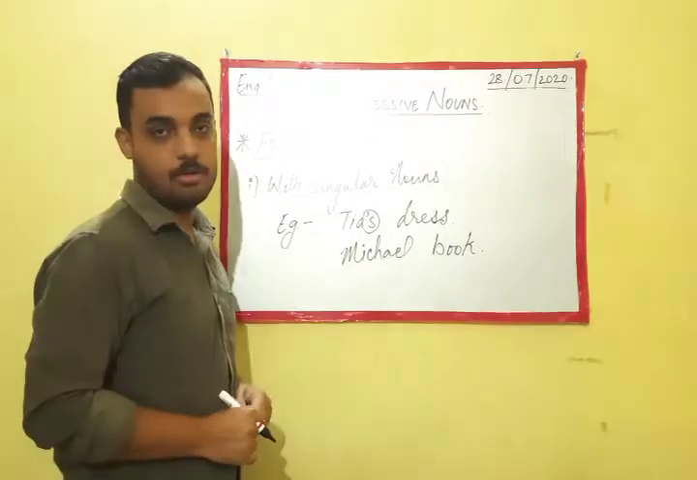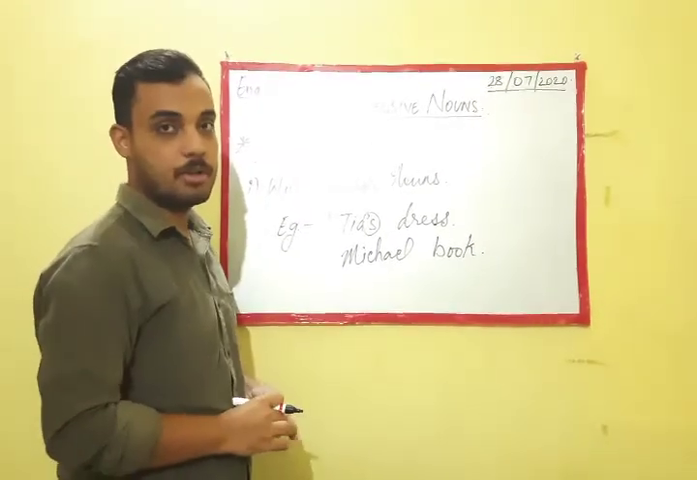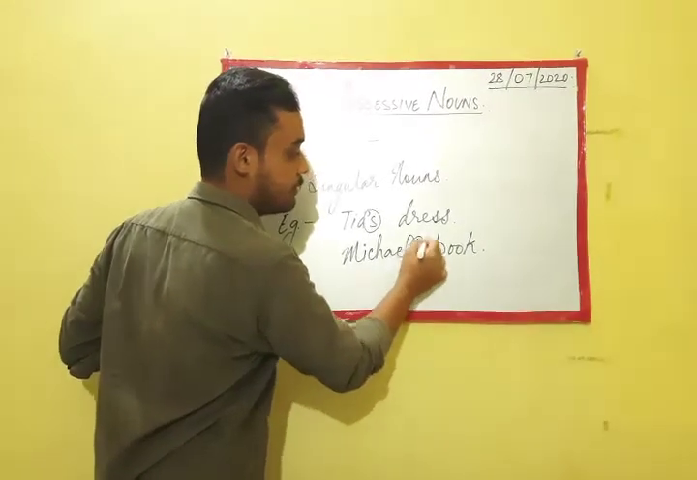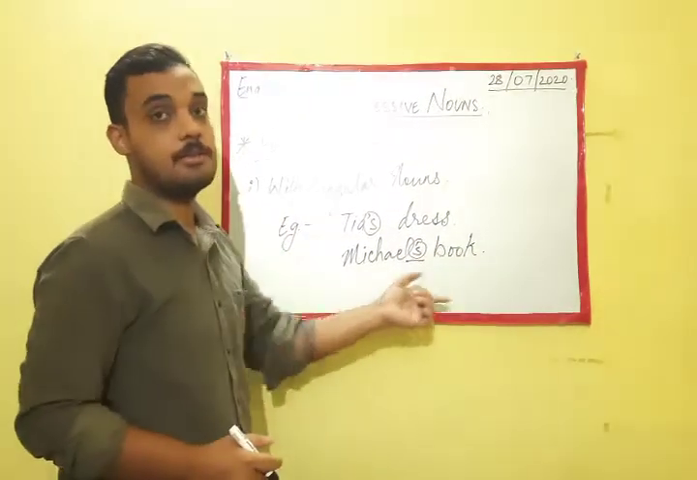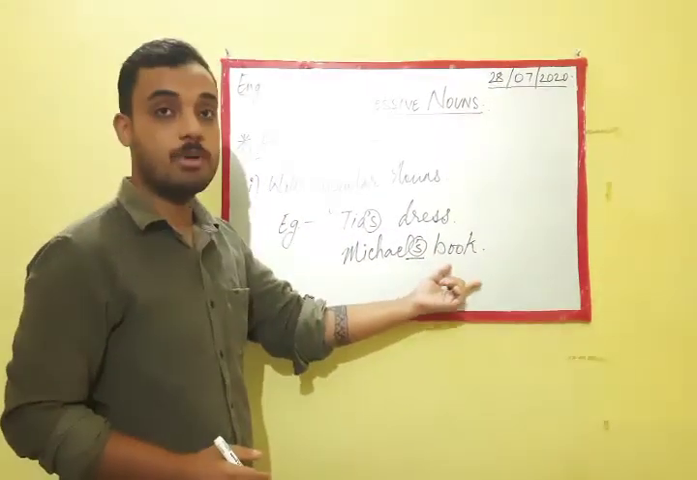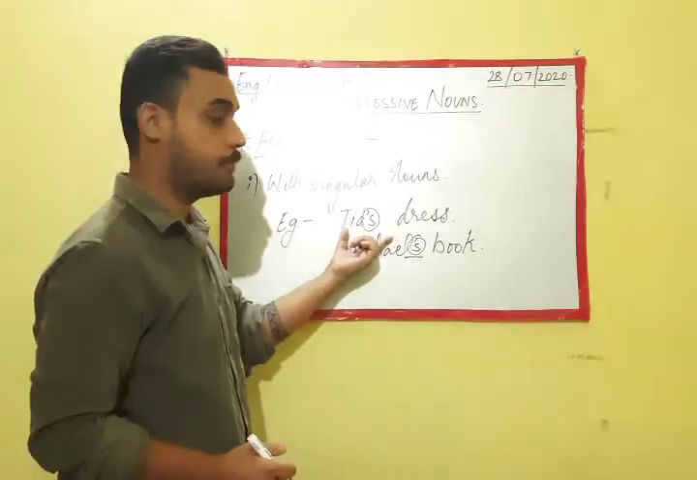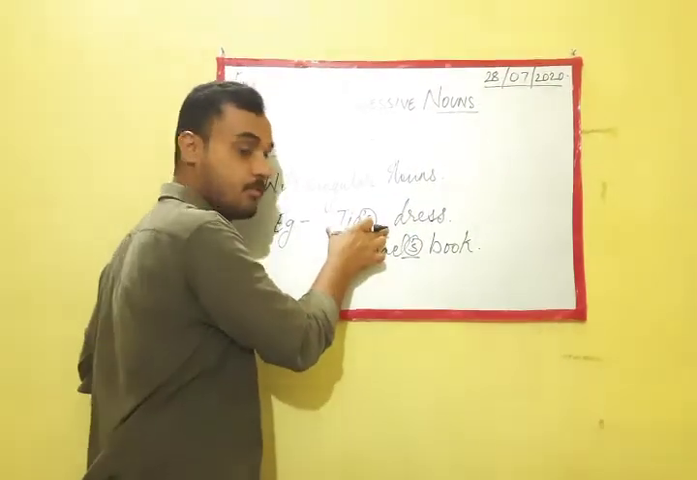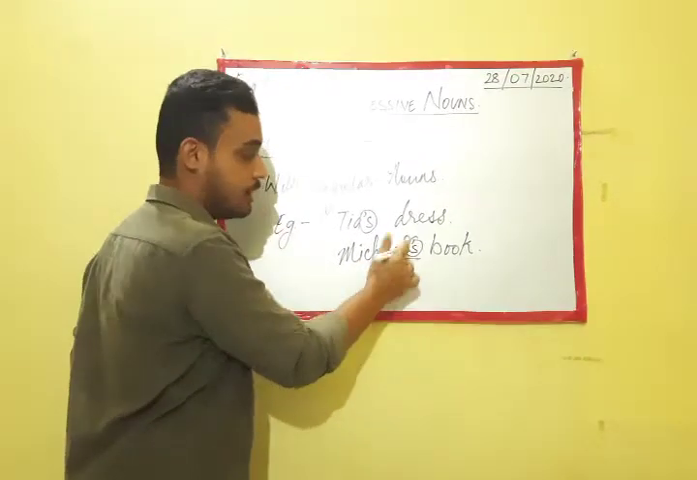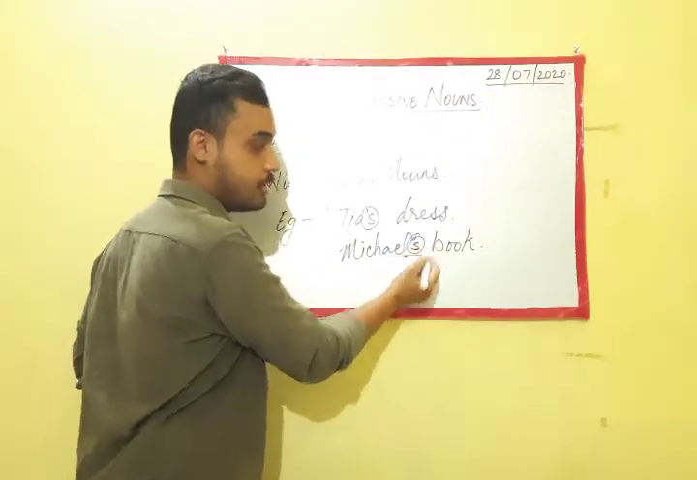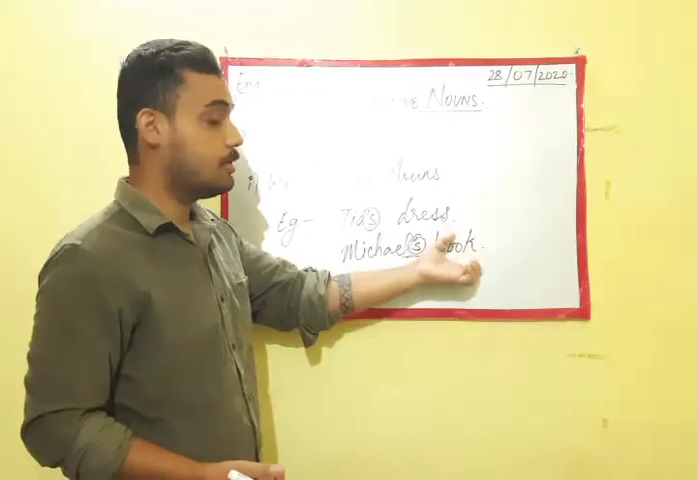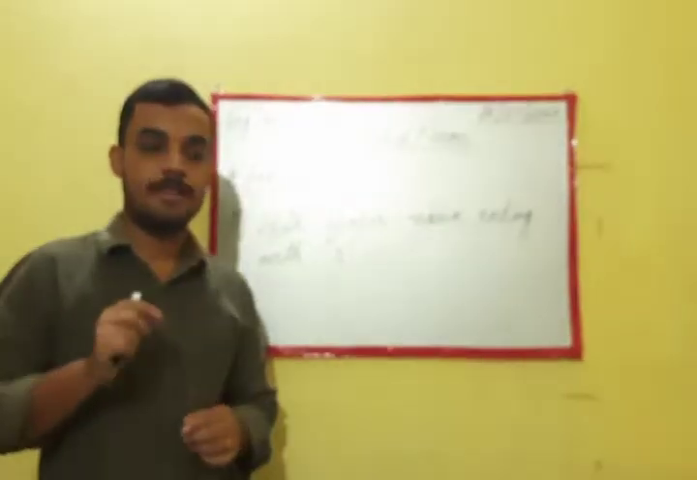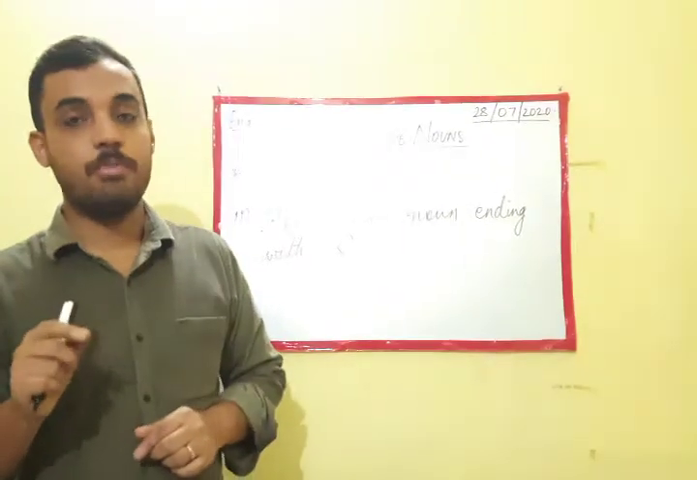Michael book. What meaning are you getting over here? Nothing. But the moment I add apostrophe S, it becomes Michael's book, meaning the book belongs to Michael. In the first one, the dress belongs to Tia. With the singular noun, we write the noun first, then put apostrophe S to show the possessive, to whom it belongs. Okay?